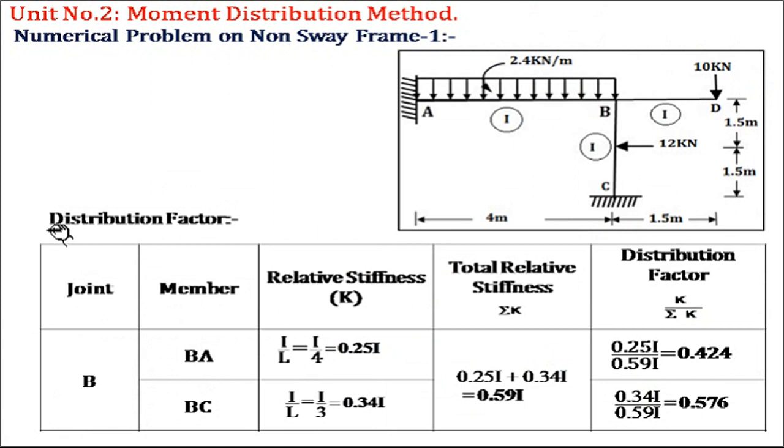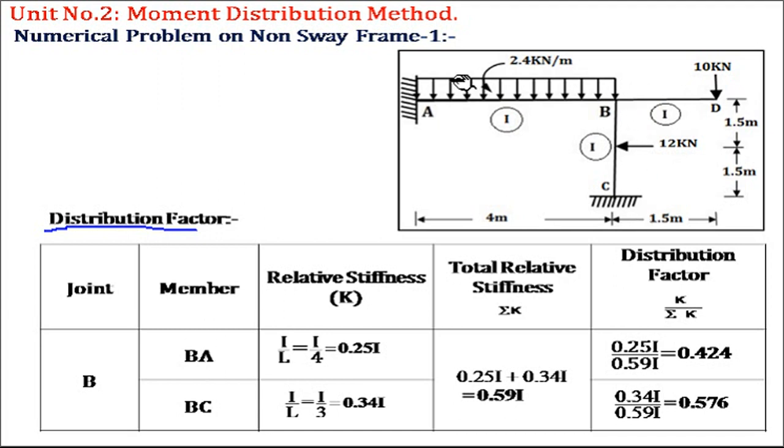The next step is to find out the distribution factor for different members at a joint. Here only one joint is there, that is joint B. At joint B, two members are connecting, one is BA and the second one is BC. We are not considering BD as a member because it is a cantilever portion. Now the first member, BA.